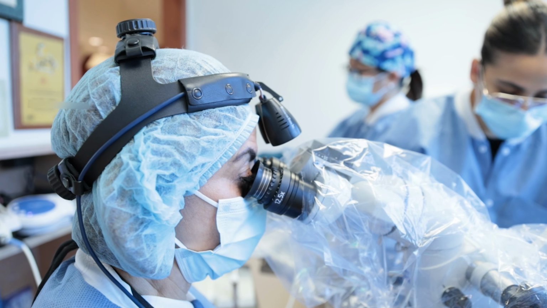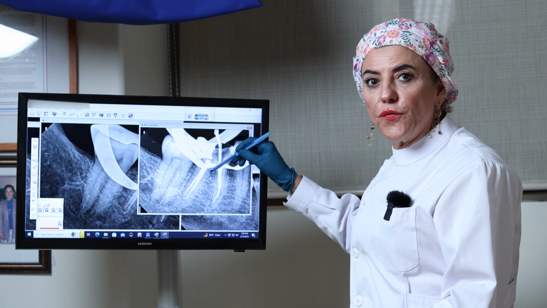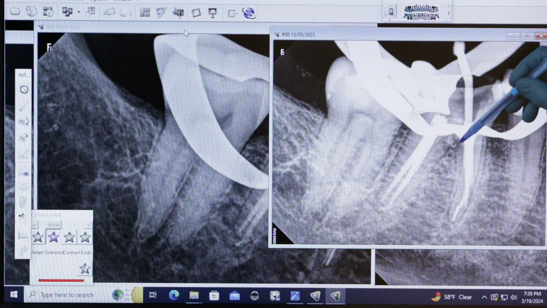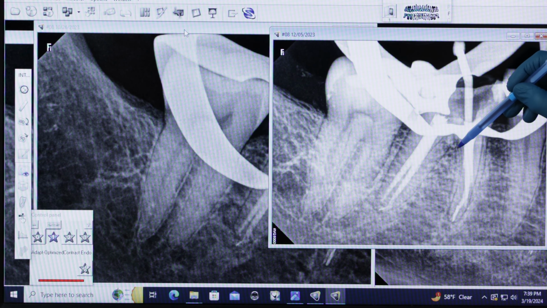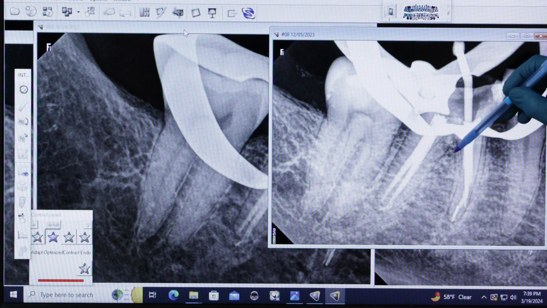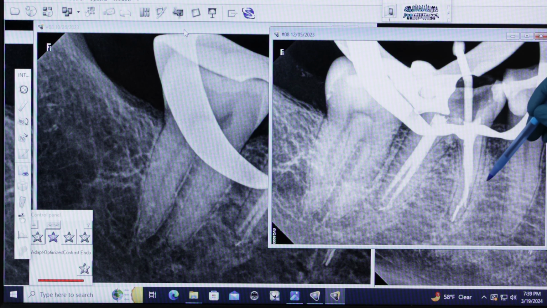And if we are not careful in this area that is called the furca, we're going to have an opening through the gums inside of your tooth. This is a perforation. So she has a perforation here. There was transportation of this part here.